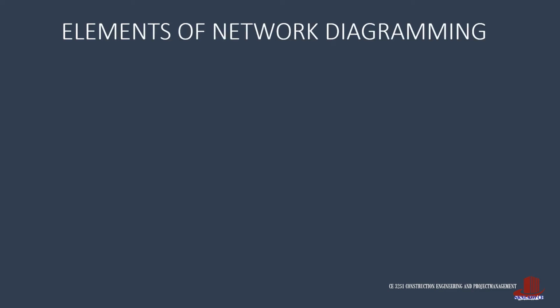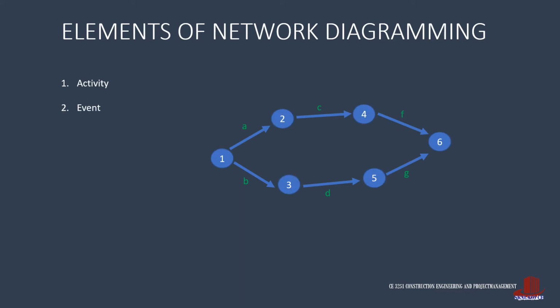In summary, the network diagram consists of the activities, their events, time, dummy activities, duration of an activity, and the paths.